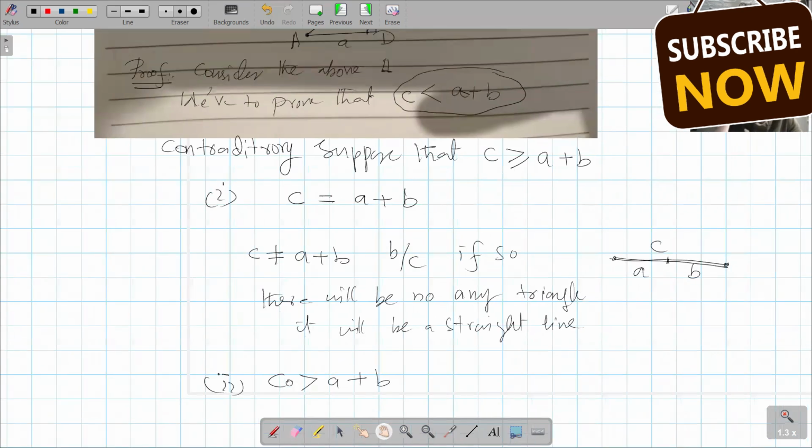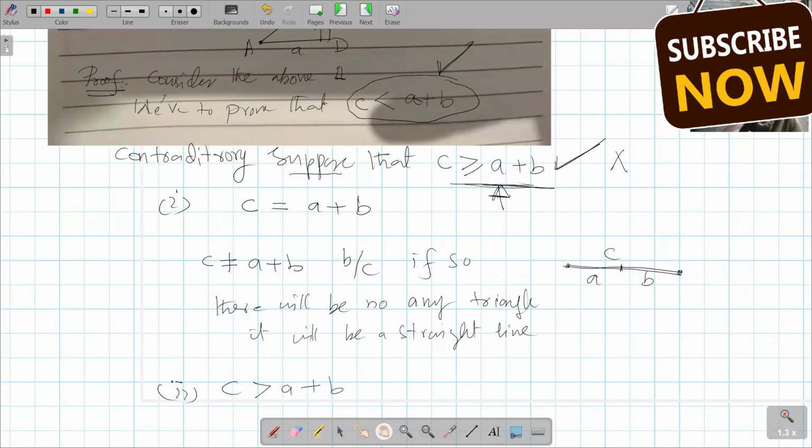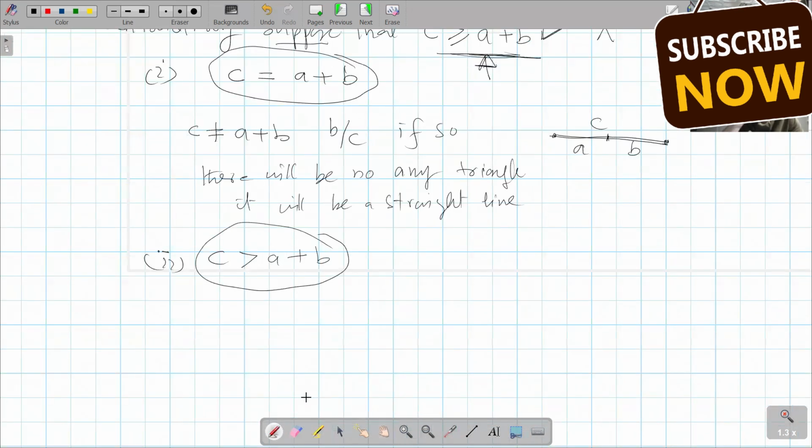In these questions, first of all, you have to see what you have to prove. Then you start by supposing the opposite of that, and you prove that this supposition is wrong. So we have proved that this supposition is wrong. Now we will prove that this supposition is wrong too. Hence it will be proved that the opposite to that is true. So why can C not be greater than A plus B?